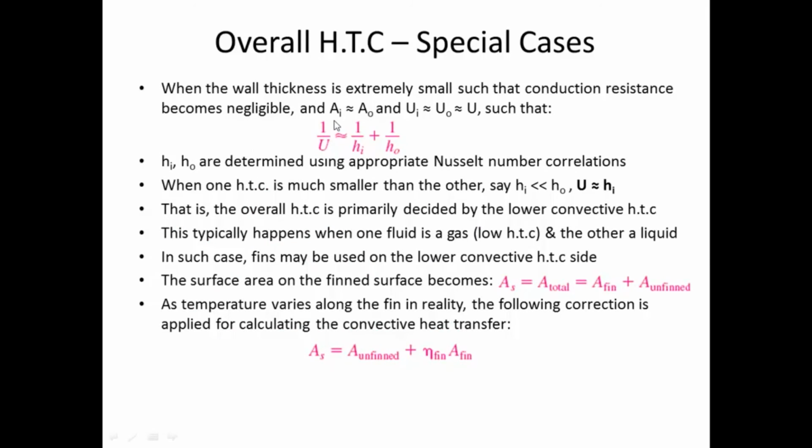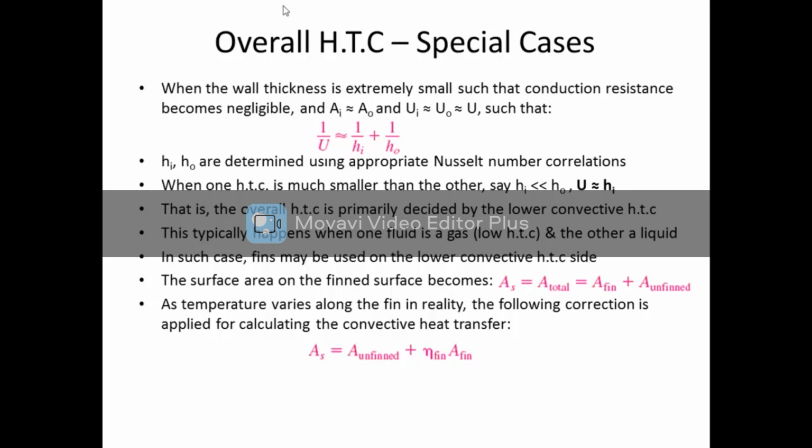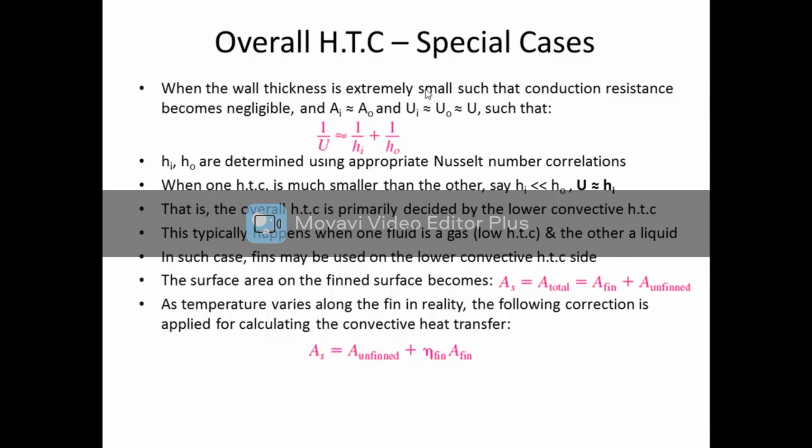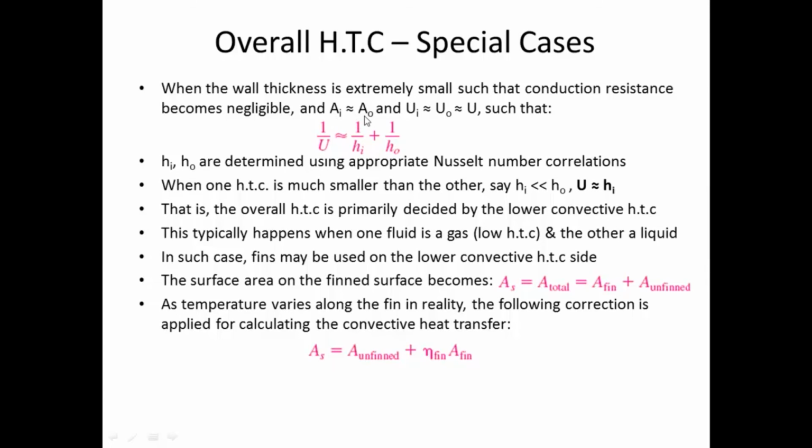Next we look at some approximations and some special cases with respect to the overall heat transfer coefficient. In most heat exchangers, the conduction resistance of the wall is negligible. This happens when the wall thickness is extremely small, or when the thermal conductivity of the material of the wall is very high, which is normally the case, so that we can neglect the conduction resistance compared to the convection resistances. So if we consider a wall of a very low thickness, we can say that the inner and outer surface areas are roughly equal. That makes the overall heat transfer coefficients with respect to the inner and outer sides also nearly equal.